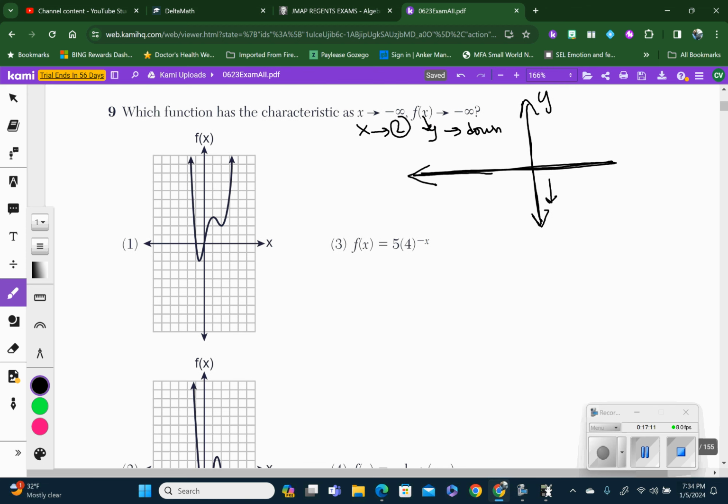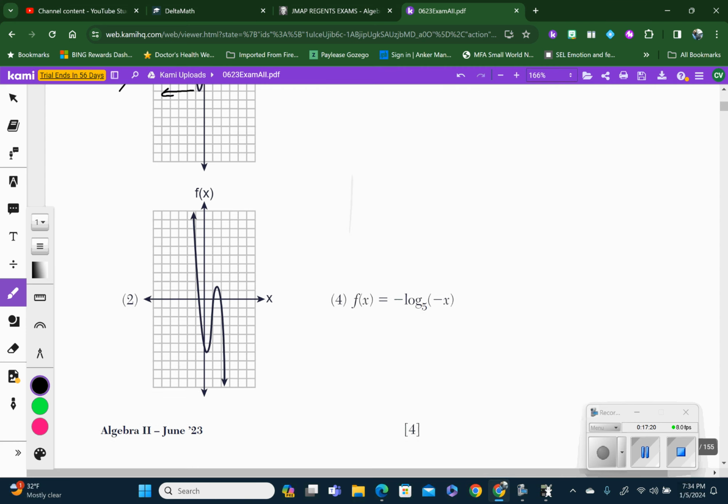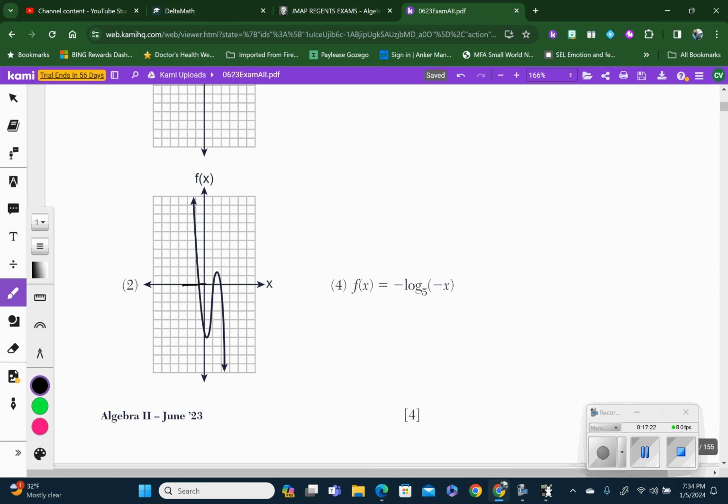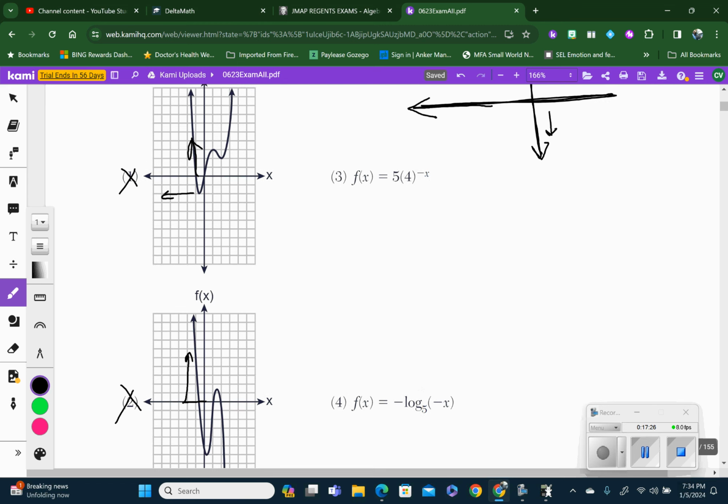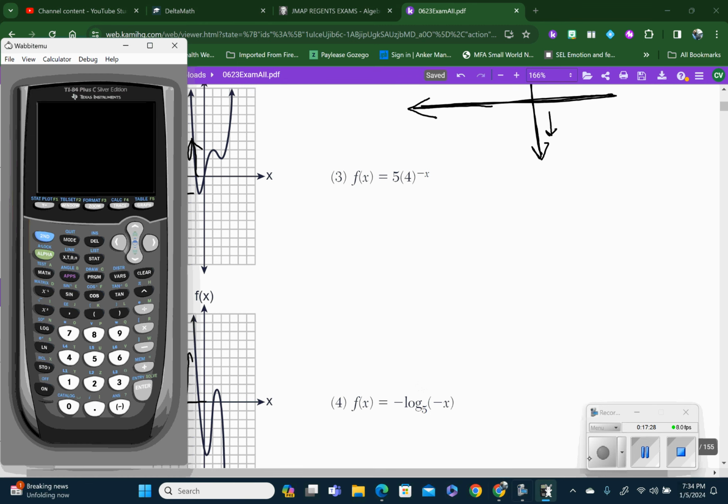So as we go left, y is going down. As we go left, what's happening to our y here? Isn't it going up? So it's not that. As we go left, our y is again going up, so it's not number 2, which means that I have to graph the other ones, right?